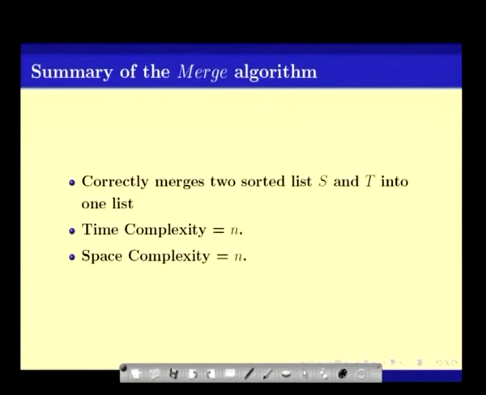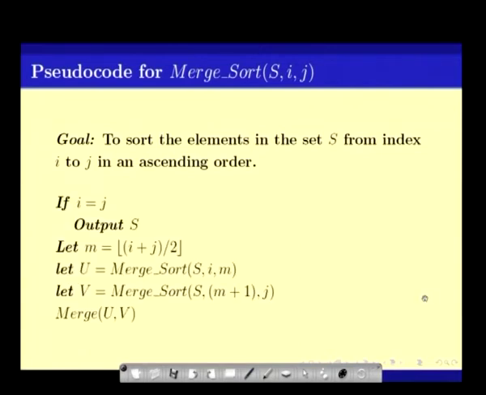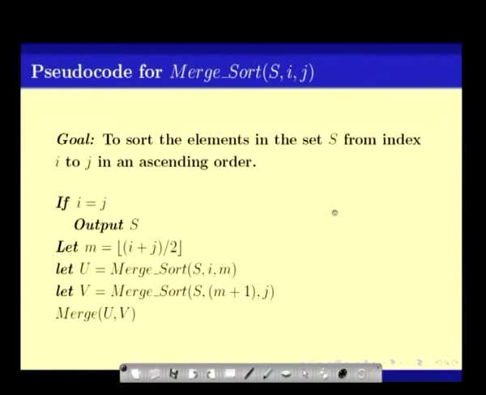So, if we go back and look at the merge sort, how do we do it? Recall that this is the same idea that we had earlier. The idea is simple. We call it a recursive algorithm. So, we have a merge sort with input S, which is the set, and indices i and j. The goal is to sort all the elements in this set S from index i to index j. If i is equal to j, that means the set S has only one element. In that case, we just output the set S.